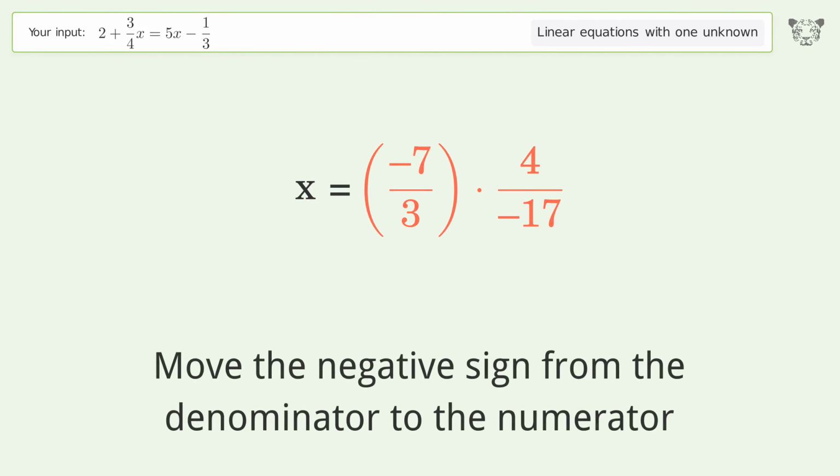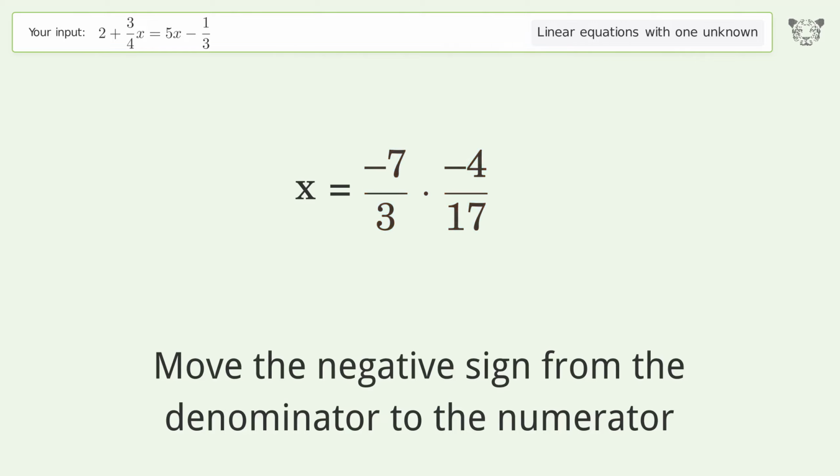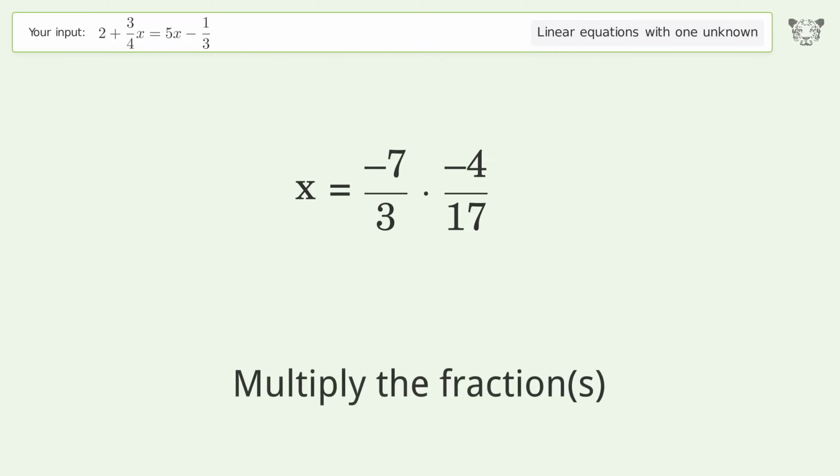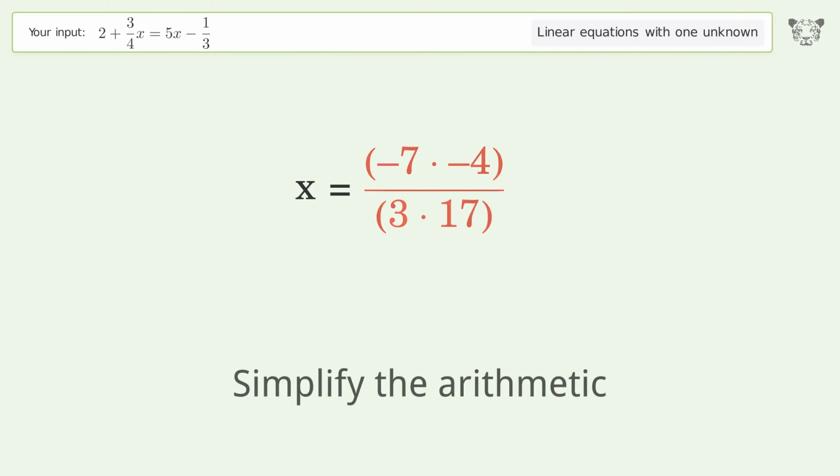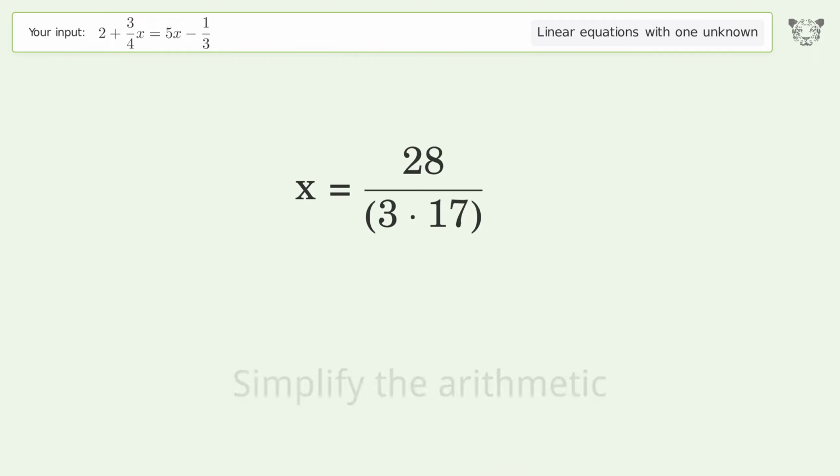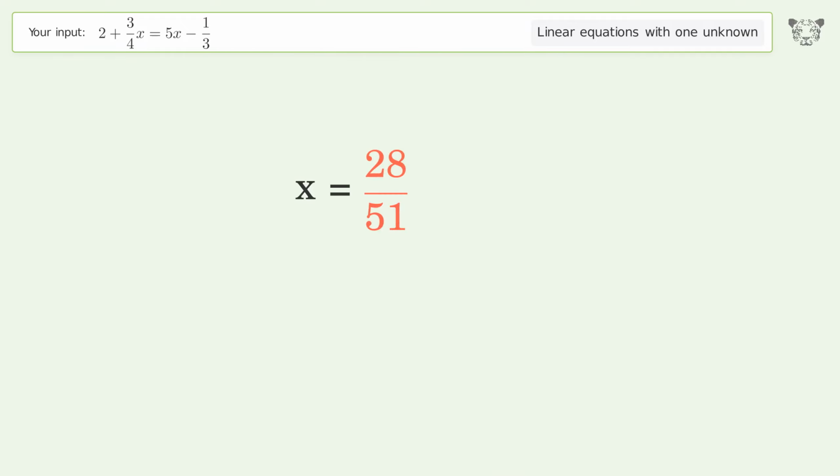Move the negative sign from the denominator to the numerator. Multiply the fractions. Simplify the arithmetic. And so the final result is x equals 28/51.